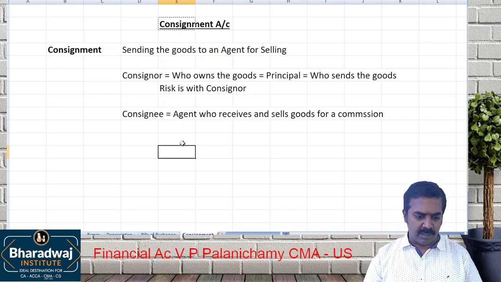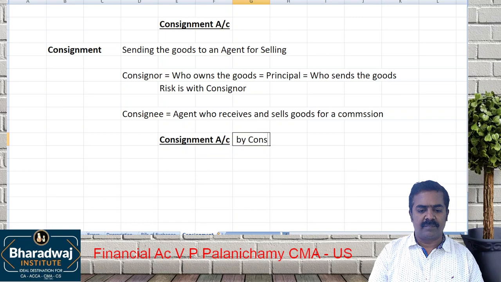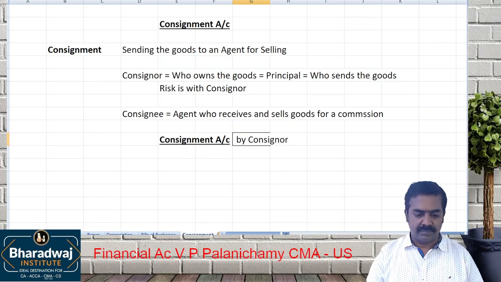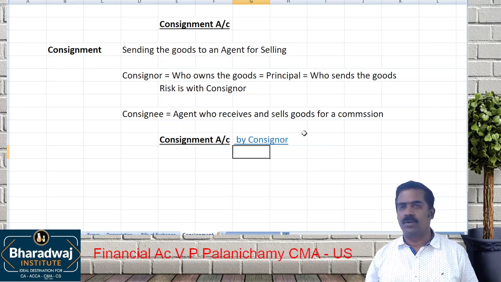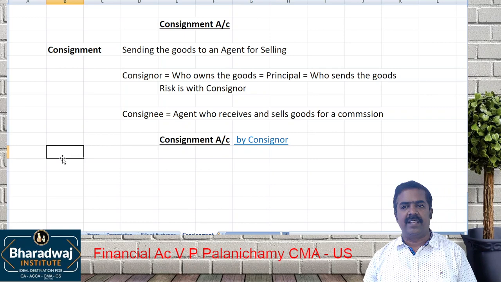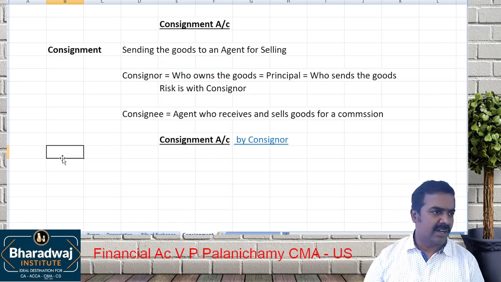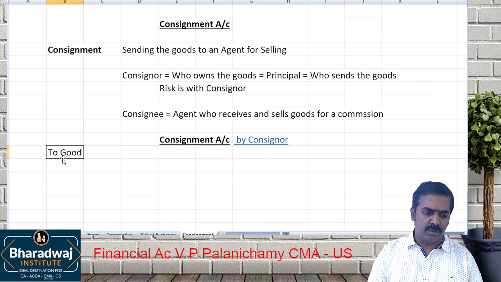A consignment account is prepared by whom? Consignor. In the books of consignor, we will prepare which account? Consignment account. Like the owner of the books, we will prepare the consignment account. Same rule of debit the expenses and credit the incomes. Debit the expenses and what? Credit the incomes. Simple.